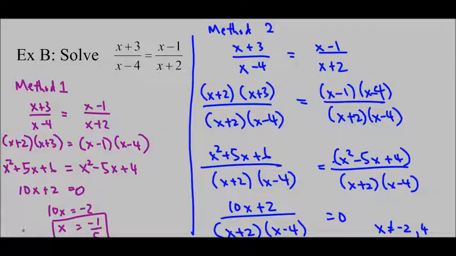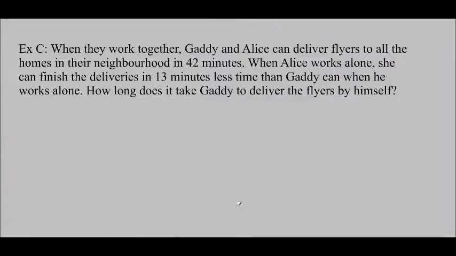You'll just have to wait until tomorrow to find that out. So let's do this word problem together. When they work together, Gaddy and Alice can deliver flyers to all homes in their neighborhood in 42 minutes. When Alice works alone, she can finish the deliveries in 13 minutes less time than Gaddy can when he works alone. How long does it take Gaddy to deliver the flyers by himself?